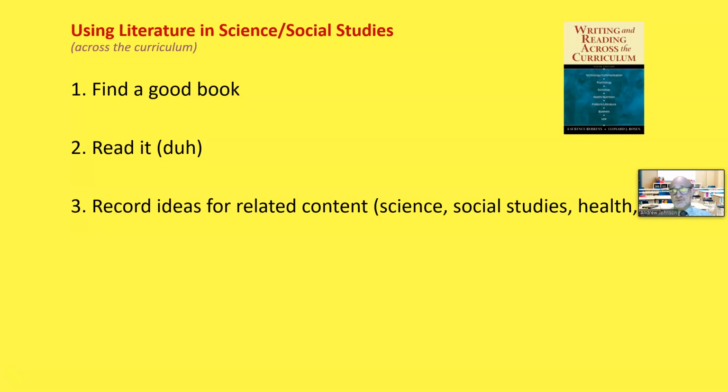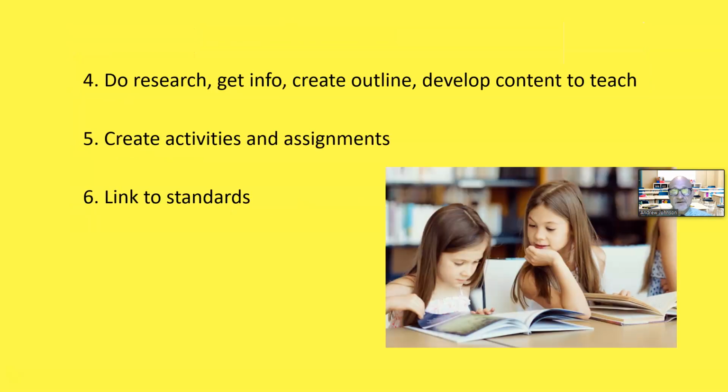Now, you can use this across the curriculum. Yes, in science and social studies. First, you find a good book, you read it, and you record ideas related to the content area, science, social studies, or health. For example, reading Hatchet, there's a lot of good ideas about the environment and science and such thing, all right? You need to do a little research, get some information, create an outline, and develop the content that you want to teach that goes with each chapter. And then you create activities and assignments for each chapter and you link to the standards.